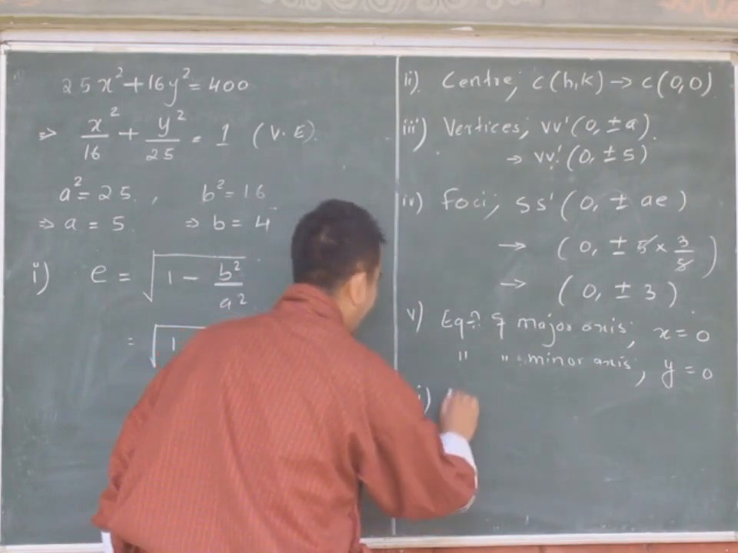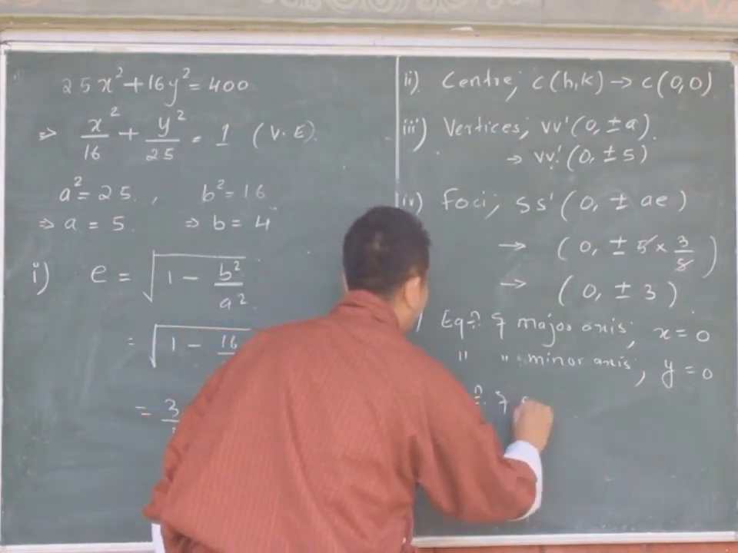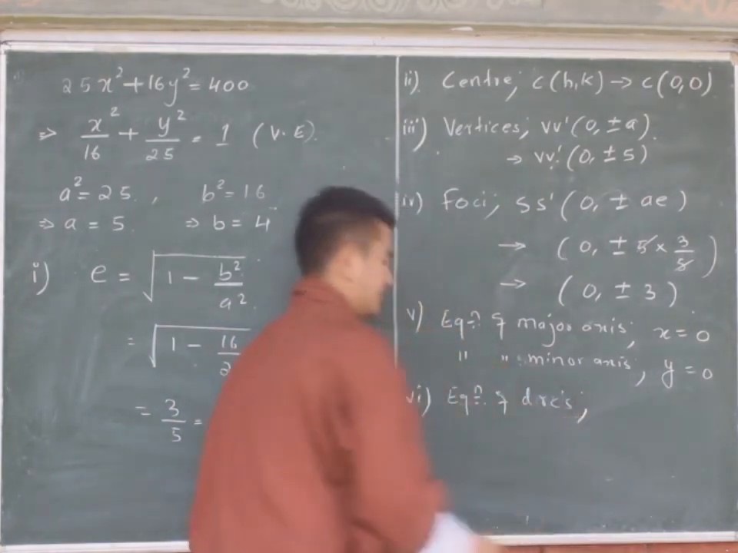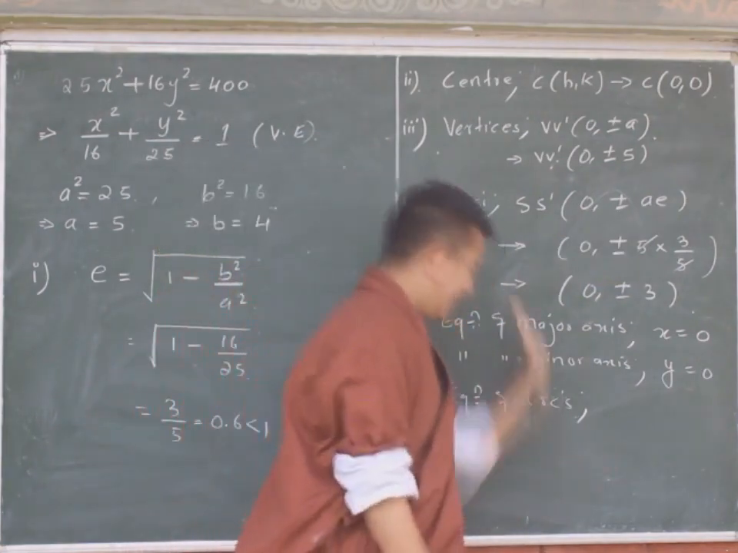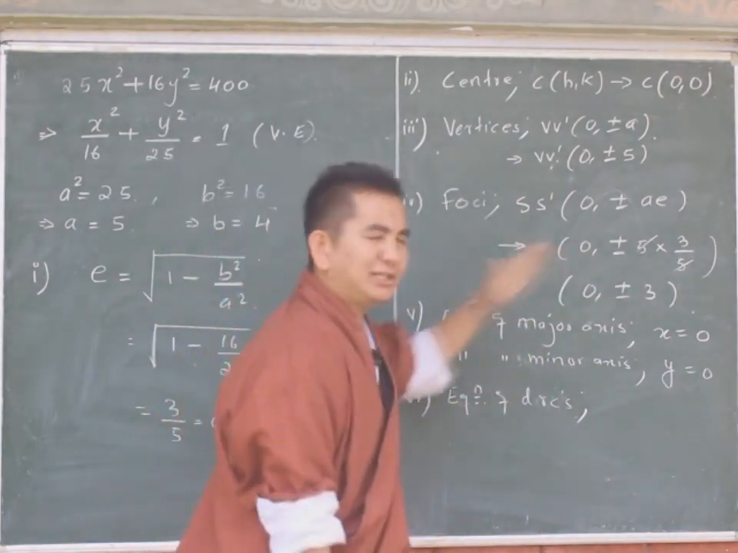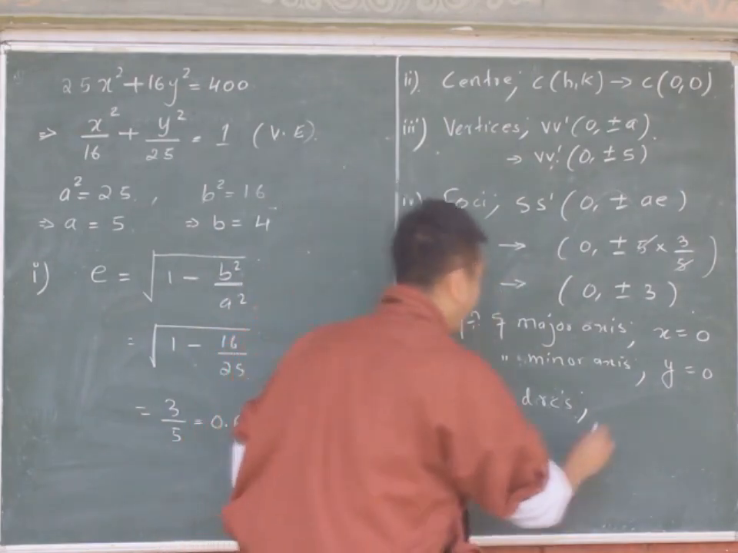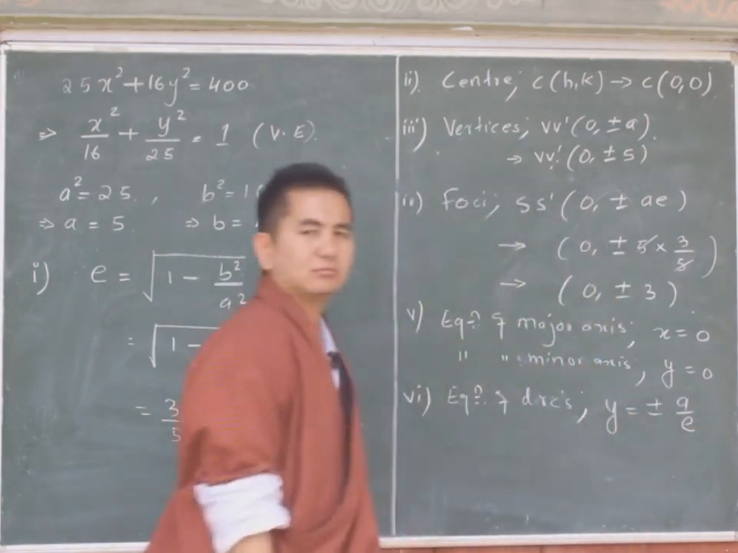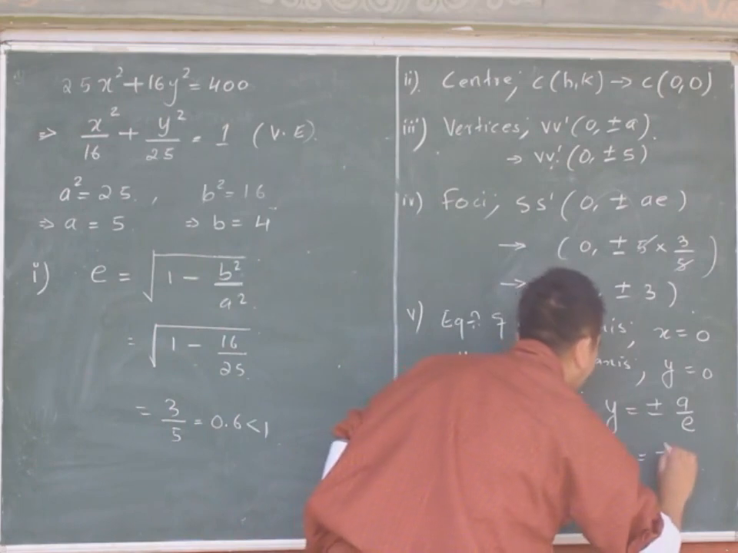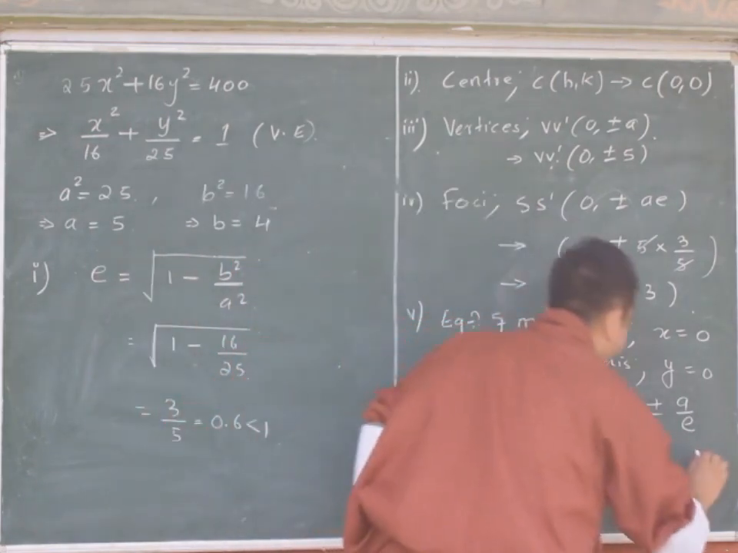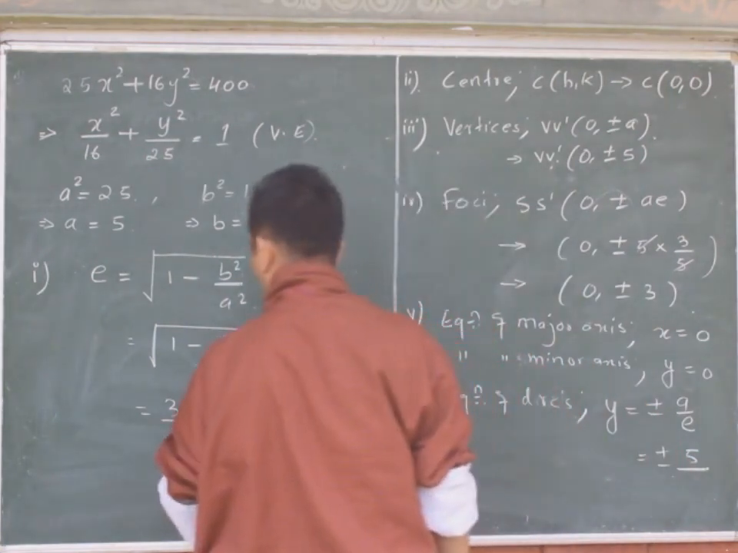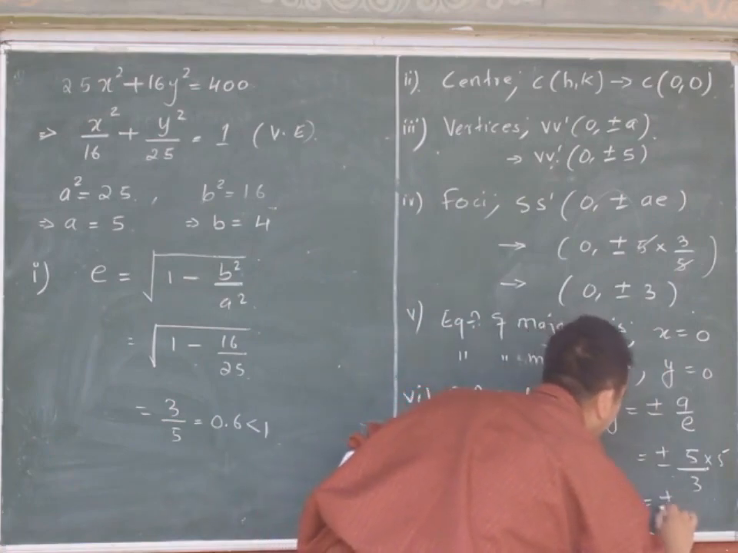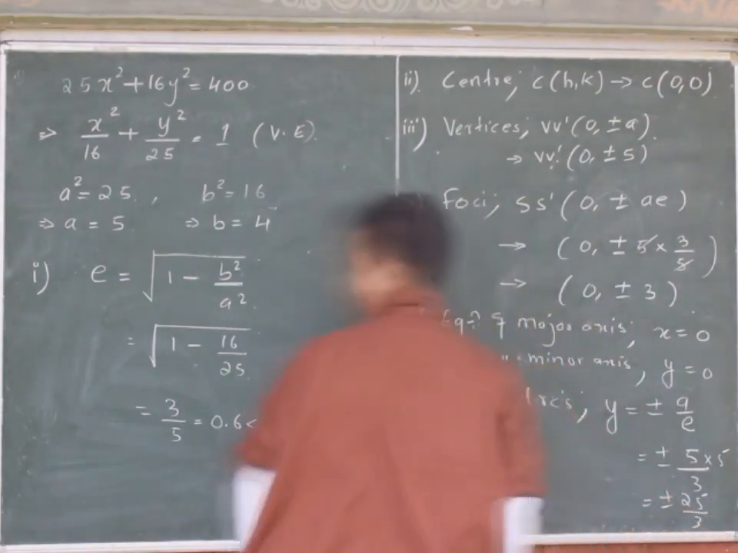Number 6, we need to find the equation of directrices. Directrices in short form. Now this is the vertical ellipse. So directrices will be intersecting the y-axis, yes or no, which is y is equal to, what's the formula? Plus or minus a by e. Right? So which is again equivalent to plus or minus, what's the a value? 5. What's the e value? The e value is 3 by 5. Which is again equivalent to plus or minus 25 by 3.